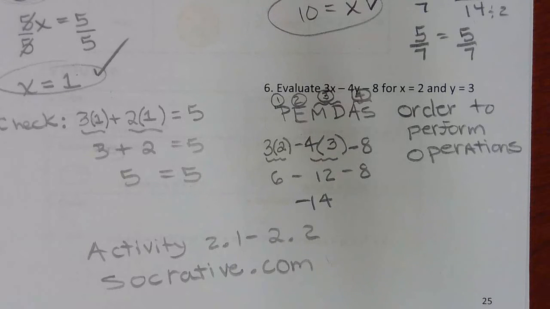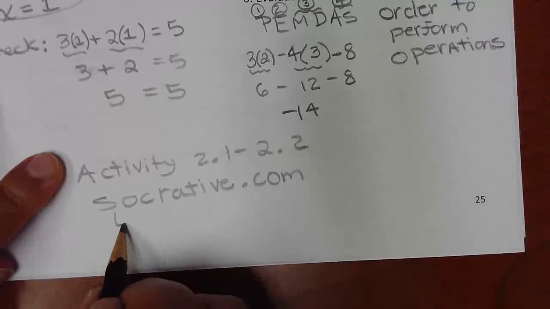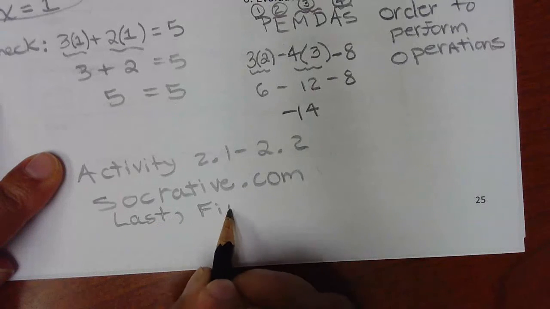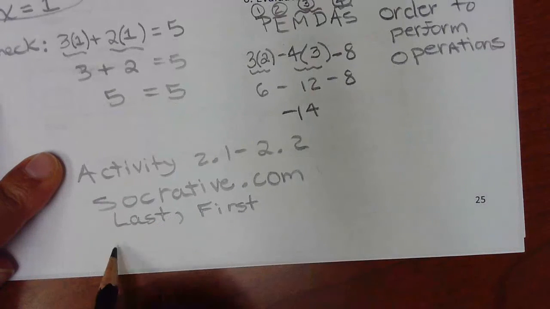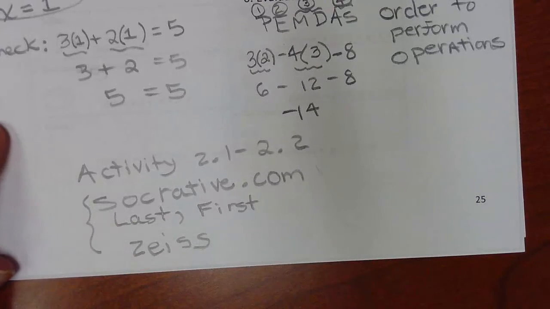Okay, you can get in there now. Don't forget that after you go to Socrative.com, please put your last name, comma, your first name. Give me both names, please. And when you try to get into my classroom, the name of my classroom is Zeiss.